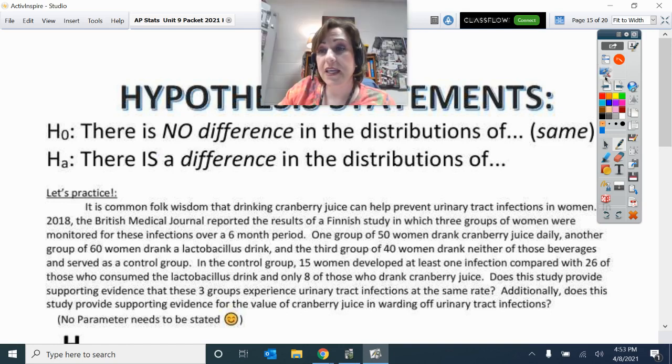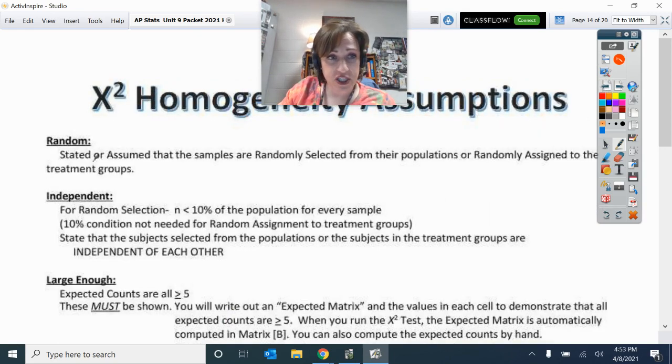Okay, so then if we were talking our conditions, random, we stated and assumed that those samples are randomly selected from their populations, or they were randomly assigned to those treatments. We saw that on the previous page. So we had that random selection from the population for every sample: random selection of senior adults, random selection of young adults, random selection of young middle-aged adults, okay?